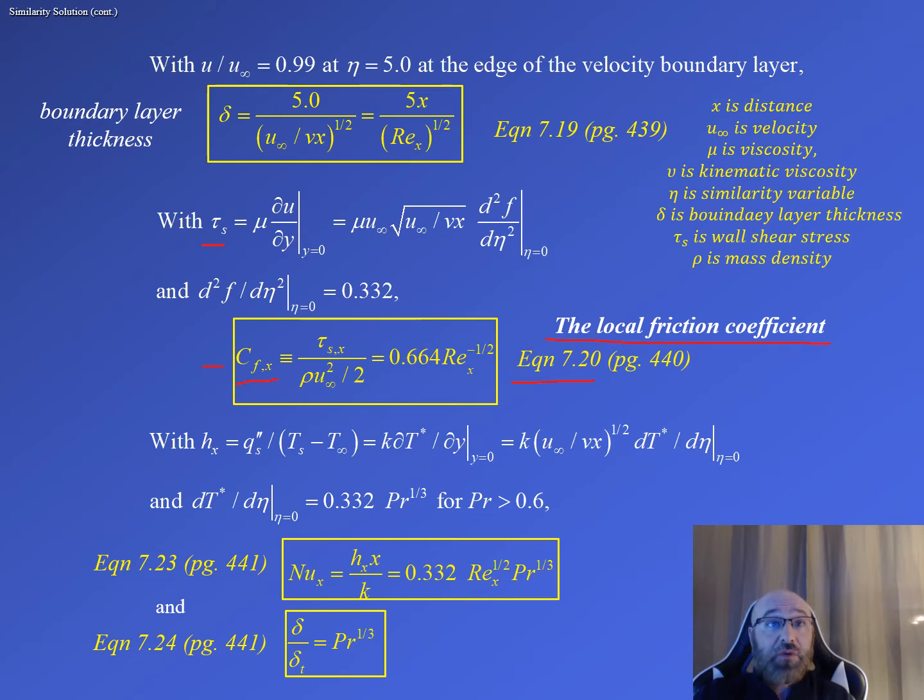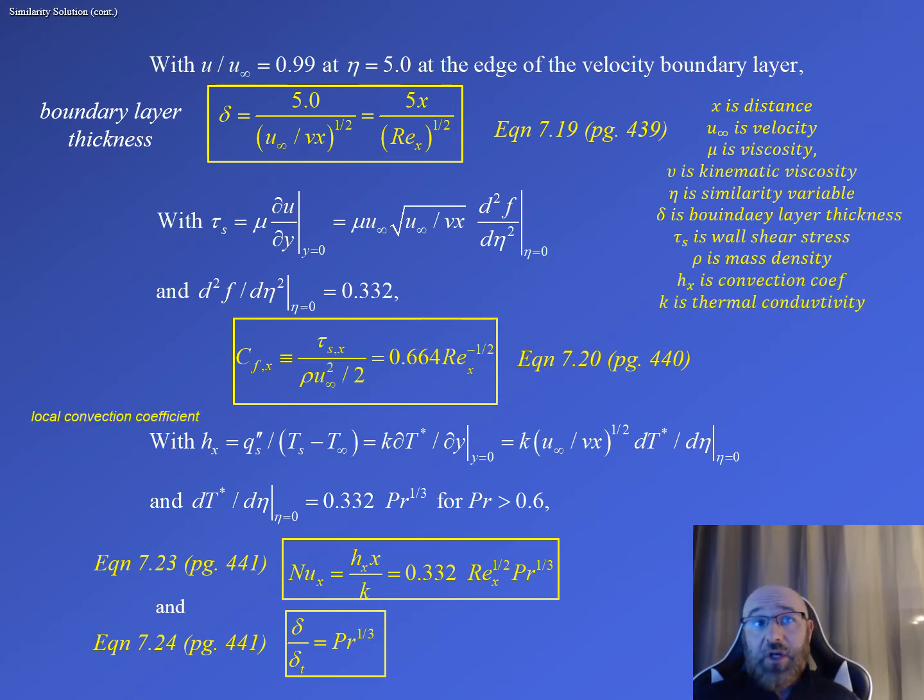This is going to be equal to, there's our wall shear stress in our x direction, all divided by our rho u sub infinity squared over 2, which we now have seen we have a relationship for. We can reduce this down and simplify it, get it in terms of our Reynolds number here. So this could be equal to now 0.664 times the Reynolds number to the negative 1/2. So again, this relates back to our equation 7.20 in our textbook.